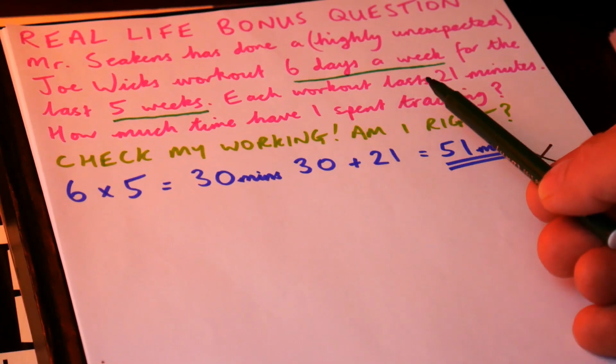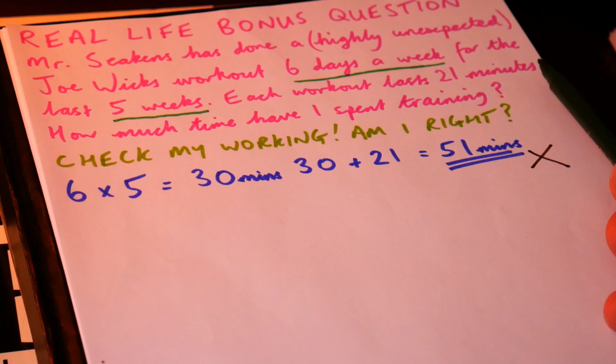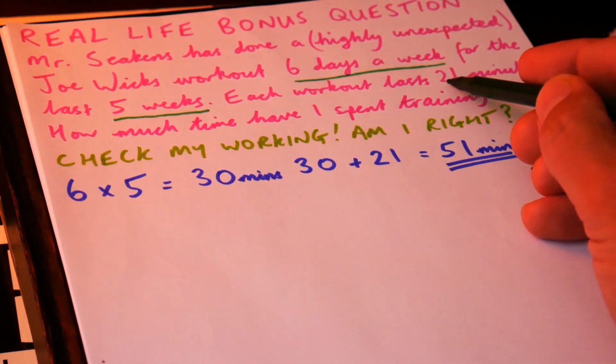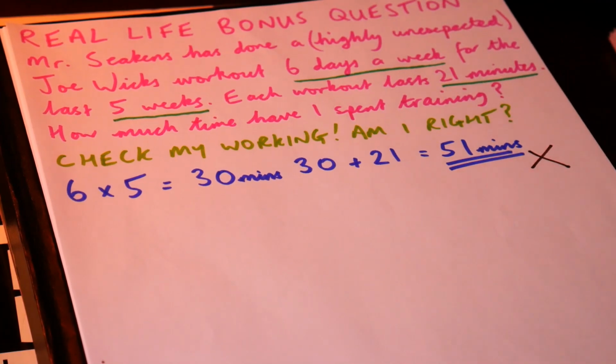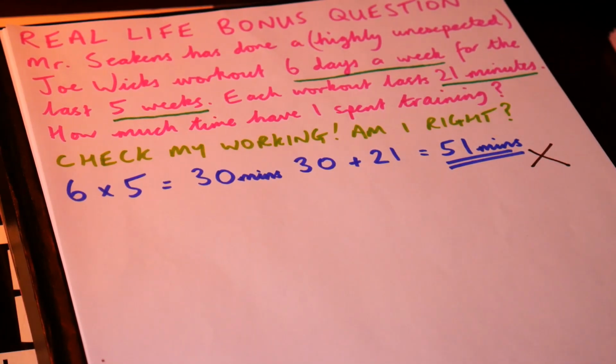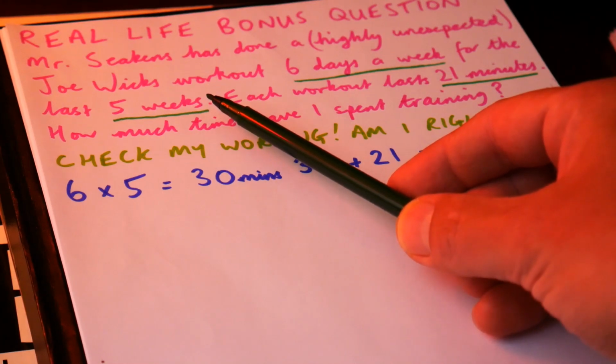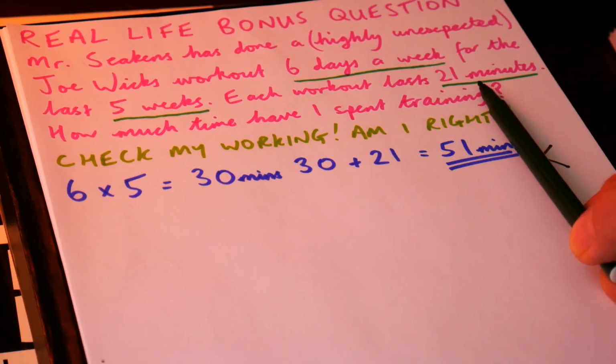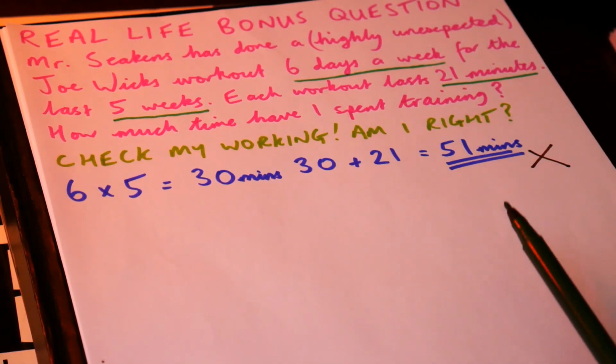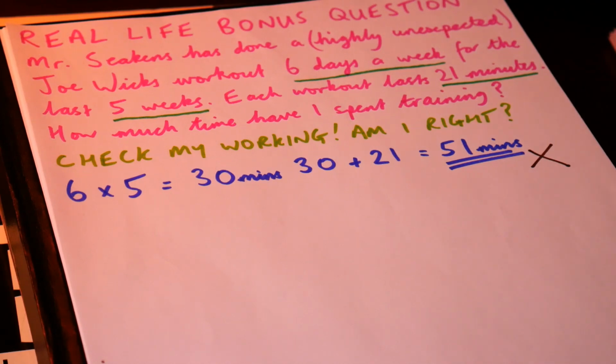Each workout lasts 21 minutes. How much time have I spent training? So we need to put that down as well. So there are important numbers. If we want to, we could draw a diagram for the amount of days a week and the 5 weeks. And we just multiply that by the 21, and that will give us the amount of minutes, won't it? I mean, we can probably do it without a diagram. Let's look at the actual way to do this.